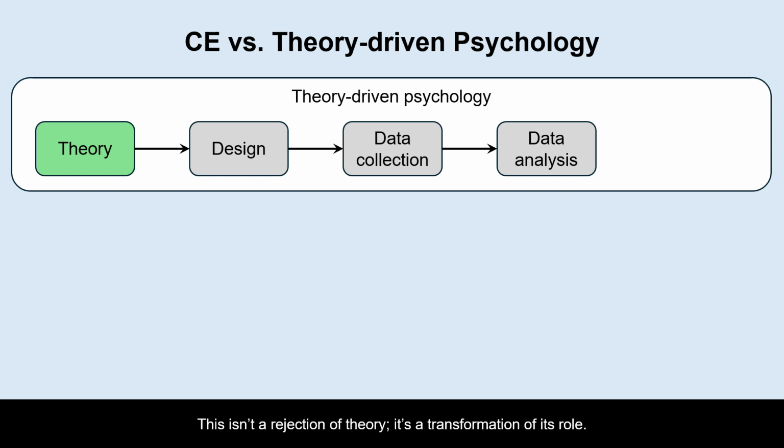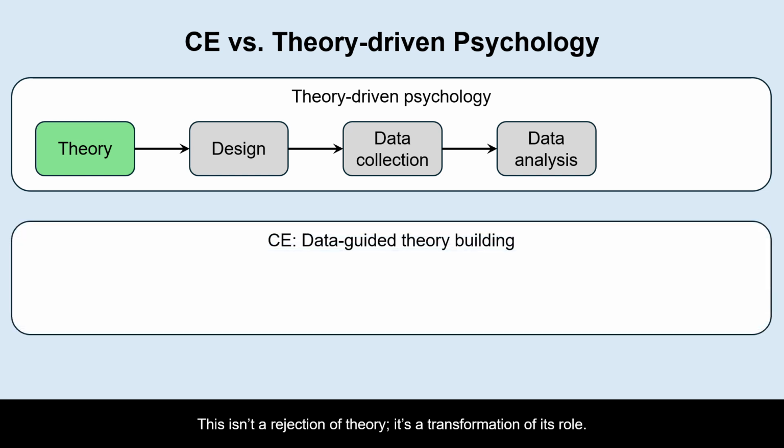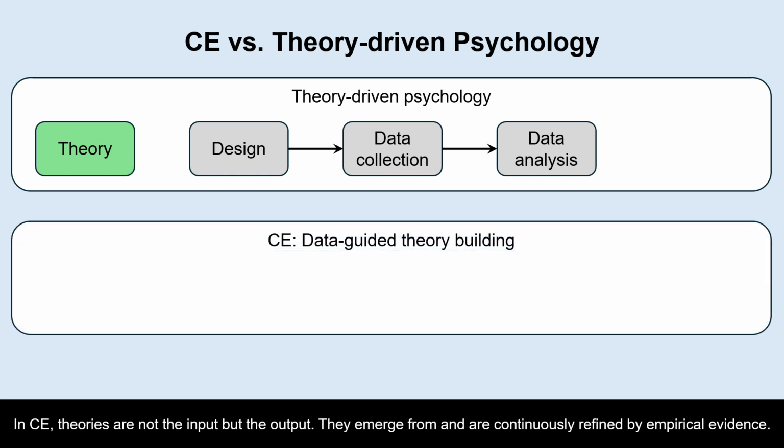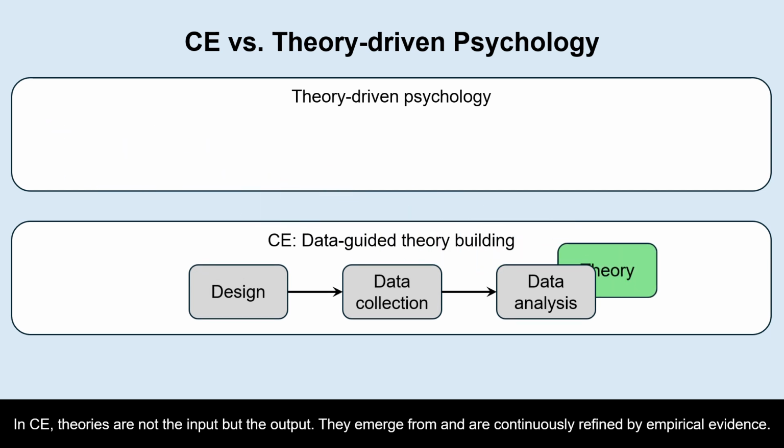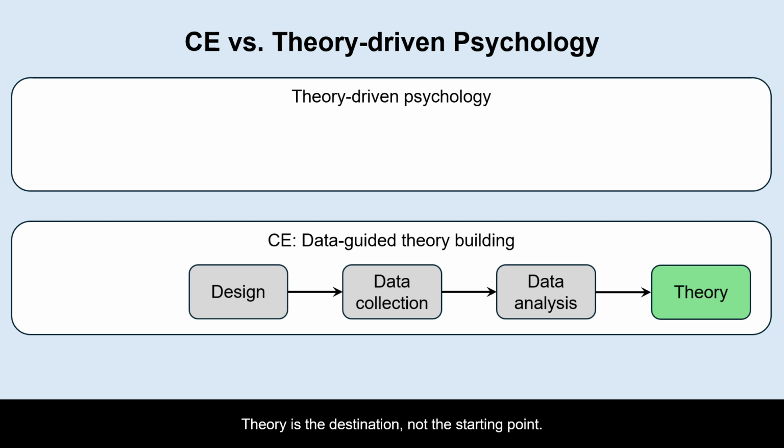This isn't a rejection of theory, it's a transformation of its role. In CE, theories are not the input but the output. They emerge from and are continuously refined by empirical evidence. Theory is the destination, not the starting point.